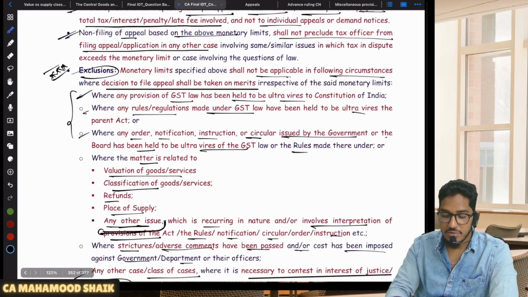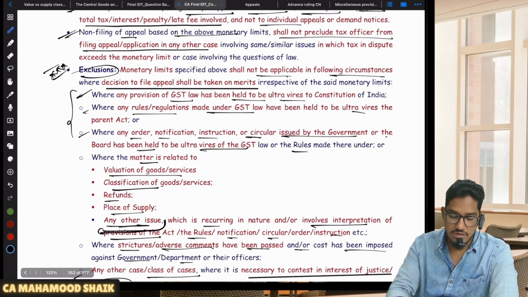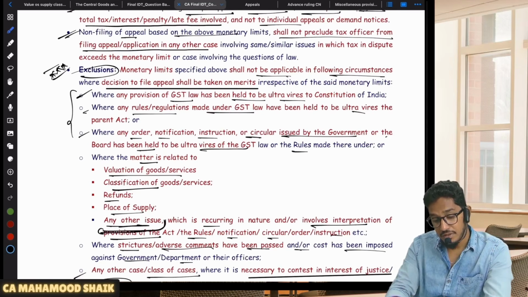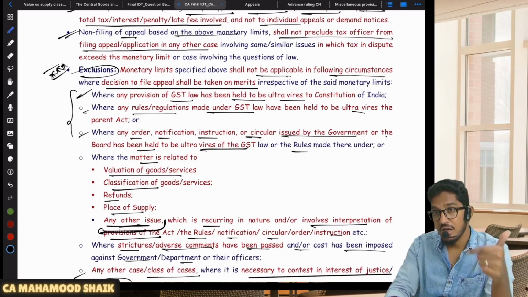However, this limit will not become applicable in certain circumstances. That means even without any limit, the department can go for appeal to the GSTAT or Supreme Court or High Court. When the judgment says that the act is ultra vires the Constitution, or rules are ultra vires the act, or notifications, circulars, etc. are overriding the rules and act.